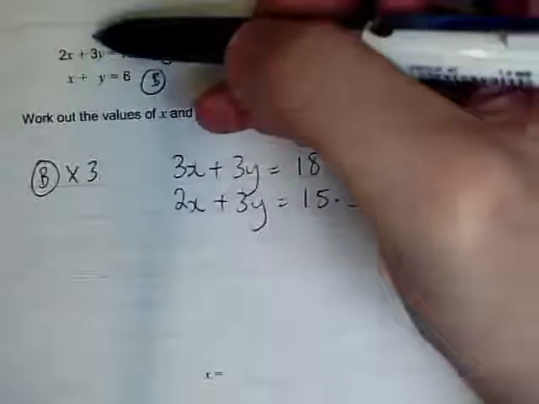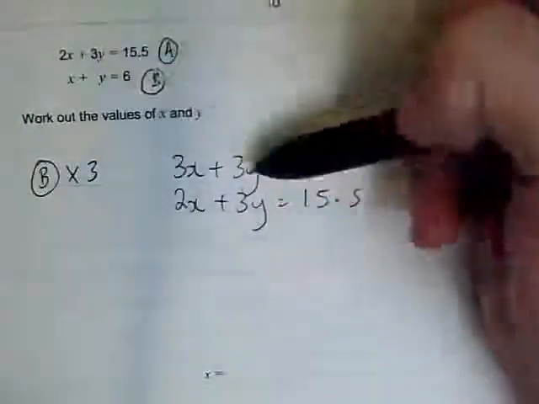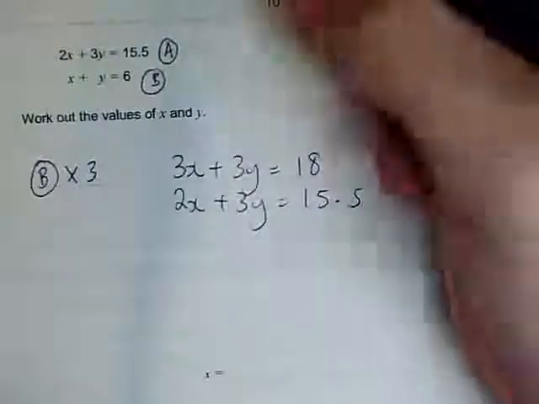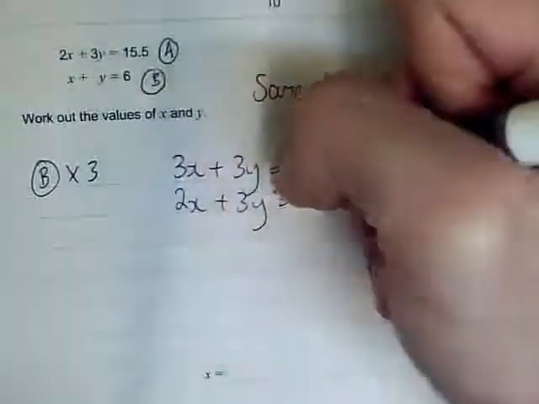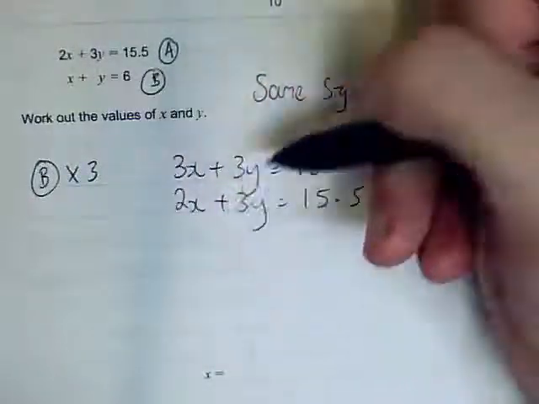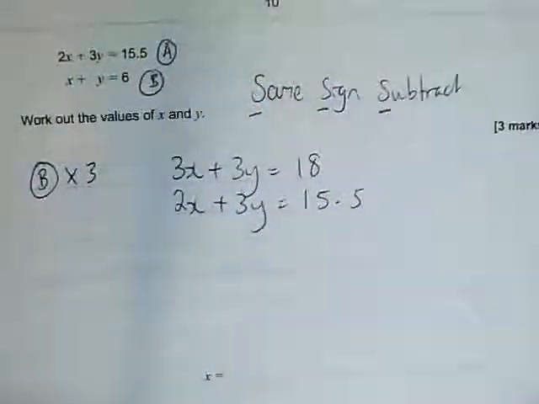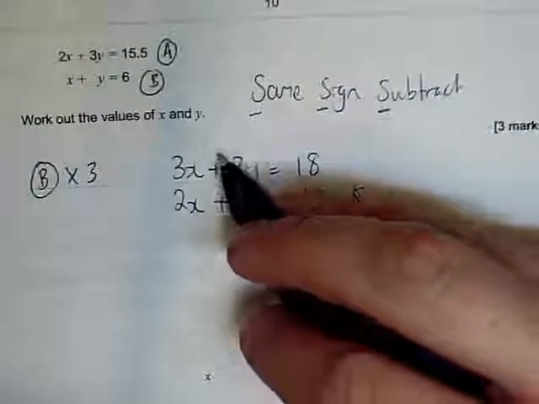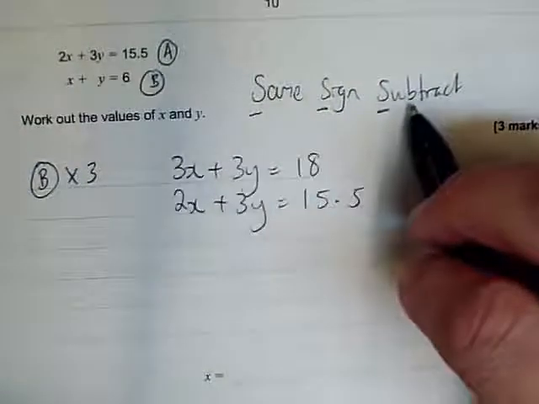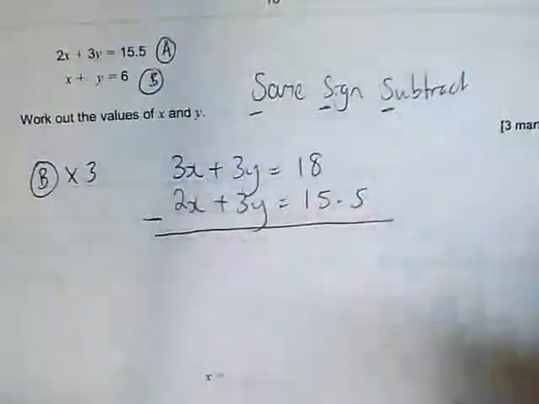Now, the reason why I always make the y's the same is because the sign is easily seen. They're both pluses. And if we have the same sign, like a plus and a plus or a minus and a minus, then we subtract. So same sign, subtract. If we had different signs, like a minus and a plus or a plus and a minus, then we'd have to add. But same sign, we subtract.